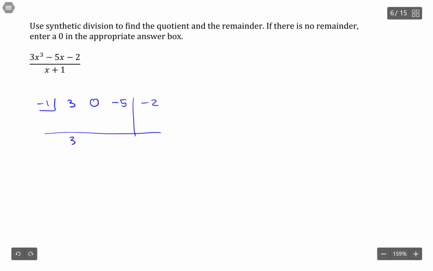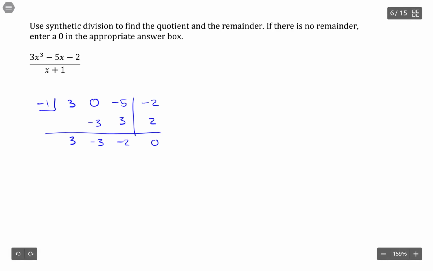So bring the 3 down, multiply it against the -1, so that gives me -3. Add this column together to get -3. -3 times -1 is +3, and then I add these two together. -2 times -1 is +2, and those added give me 0.